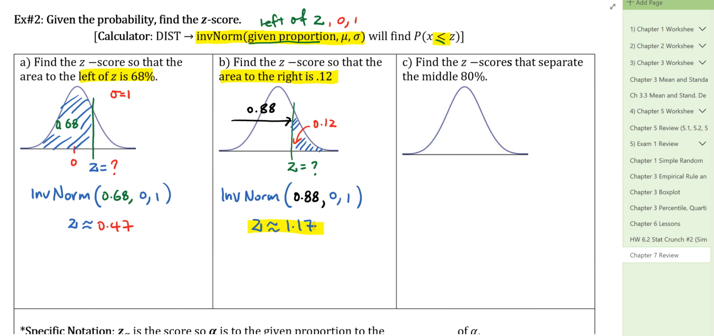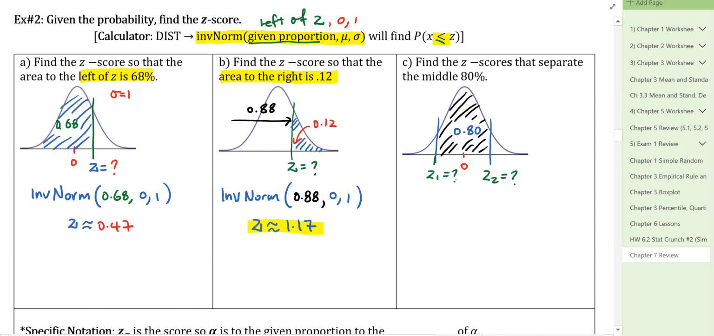Find the z-score that separates the middle 80%. Okay, so the middle 80%, let's draw my normal curve again. The middle is 0, mean is 0, standard deviation 1 for standard normal. The middle is 0.8, 80%. And the area shaded is represented by the area between these two numbers here, 80%. And I'm trying to find the two z's. So this is z1 and that is z2. That's what we're trying to figure out here. Z on the left and z on the right.